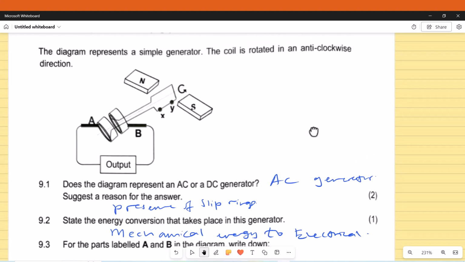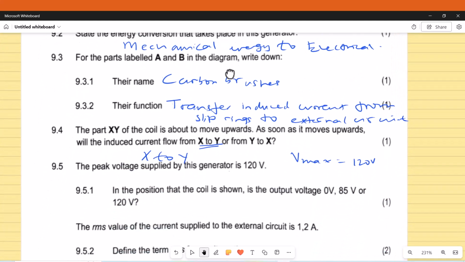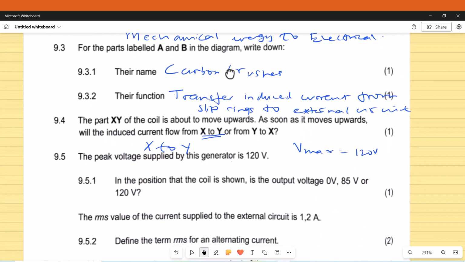Okay, let's check it here. Now the diagram represents a simple generator. The coil is rotated in an anti-clockwise direction. If you see it here, in this particular case it is vertical, and for that matter our voltage will be the minimum. It's going to be 0 volts. If it was horizontal, all parallel to the magnetic field, it was going to be maximum, right? But because it is vertical, it is 0 volts. That's from our theory.